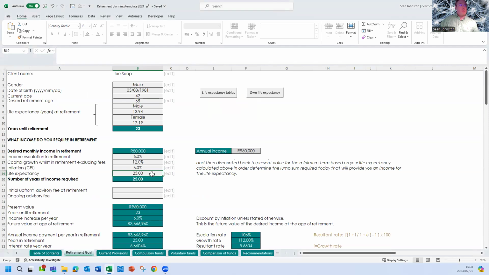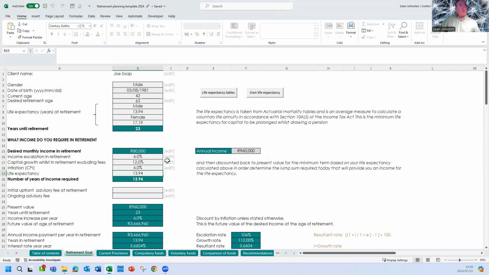So on this section here, I've pre-populated an individual. His name is Joseph. In this case, he's a male. You would be able to choose between male and female. The reason why you would do that is because there's built-in life expectancy tables over here, which is taken from, so I'm going to show you quickly, 10A5 of the Income Tax Act.